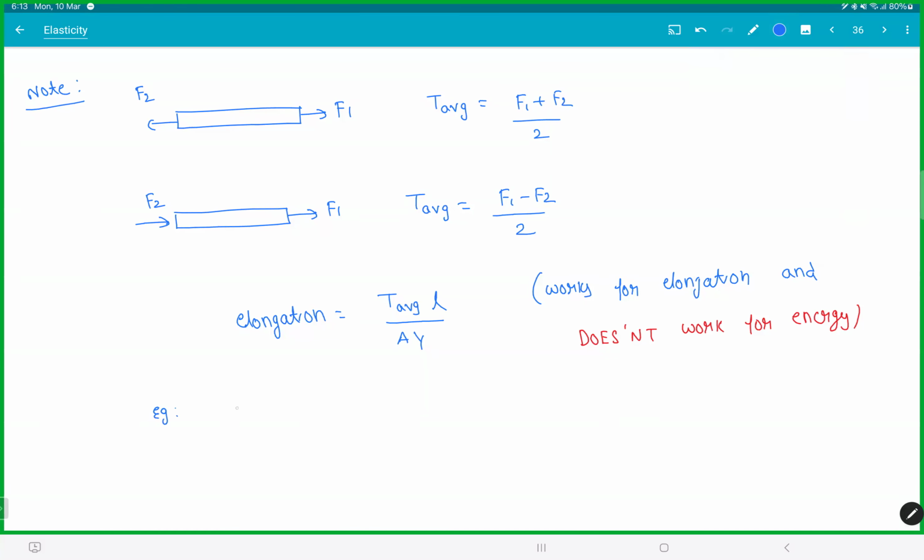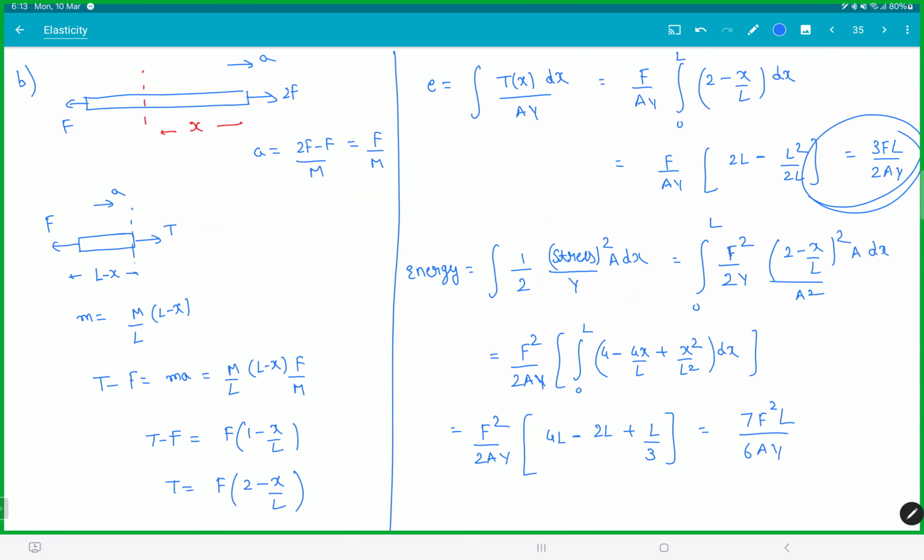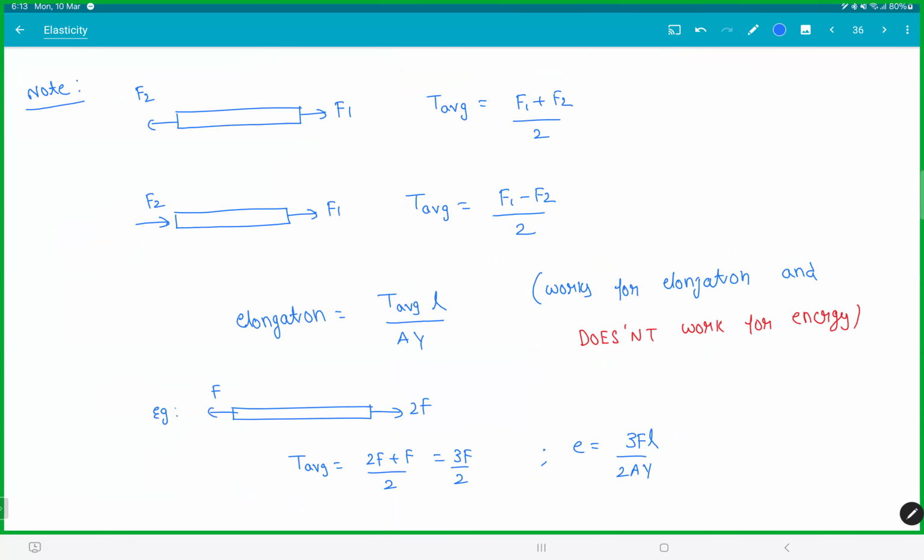Example, look at the question we just did. If you're pulling with 2F and you're pulling with F, T average is (2F plus F) by 2, which is 3F by 2. Elongation will be 3FL by 2AY. Same answer. So when you're pretty sure the functions are linear, you can do this. Saves you time. And this is a proper Mains level question.